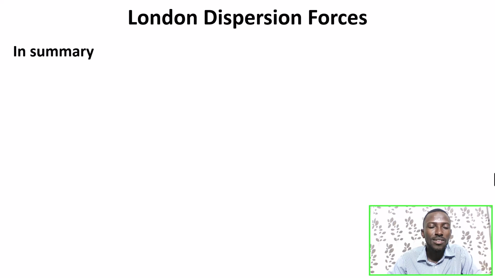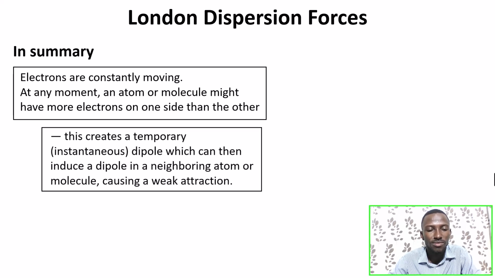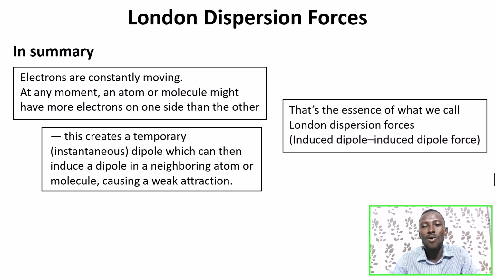So now let's summarize everything we've discussed so far. In summary, we've learned that electrons are constantly moving. So at any moment, an atom or a molecule might have more electrons on one side than the other. And this creates a temporal or instantaneous dipole, which can then induce a dipole in a neighboring atom or molecule, causing a weak attraction. Good. Nicely said. So this is all the essence of the London dispersion force, also known as the induced dipole force.